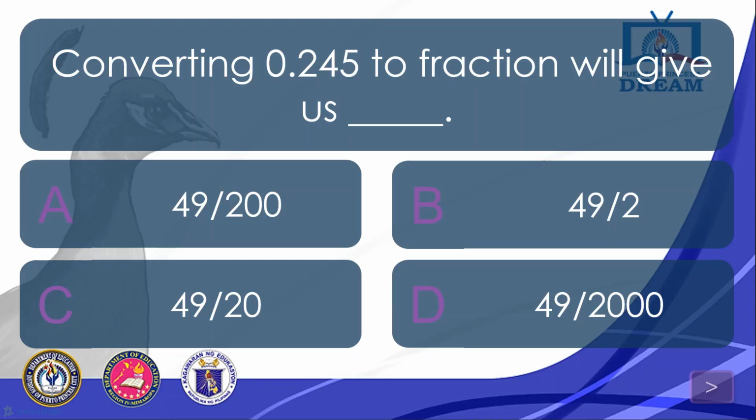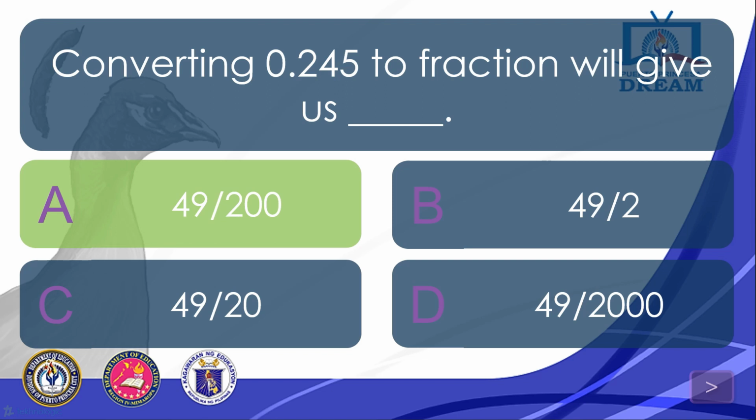Converting 0.245 in fraction will give us A. 49 over 200, B. 49 over 2, C. 49 over 20, D. 49 over 2,000. The correct answer is A. 49 over 200.